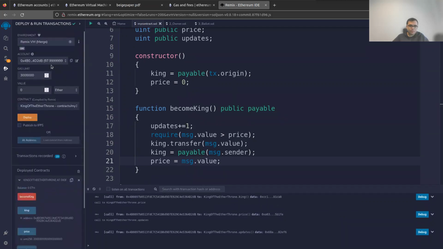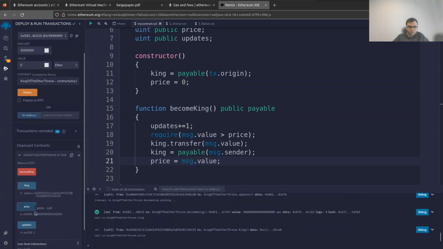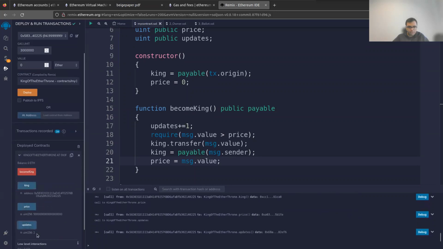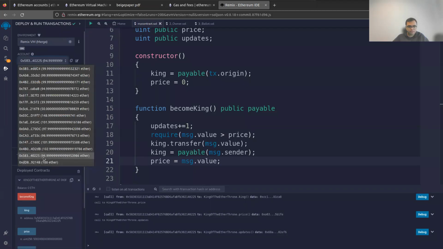Just 1. And now let's say that this account comes in, and let's say that they pay 5 Ether to become king. So become king. The king changed. The price also changed. And the number of updates is also now 2. And of course, you can see that the balances, this one lost 5 and this one gained 5.